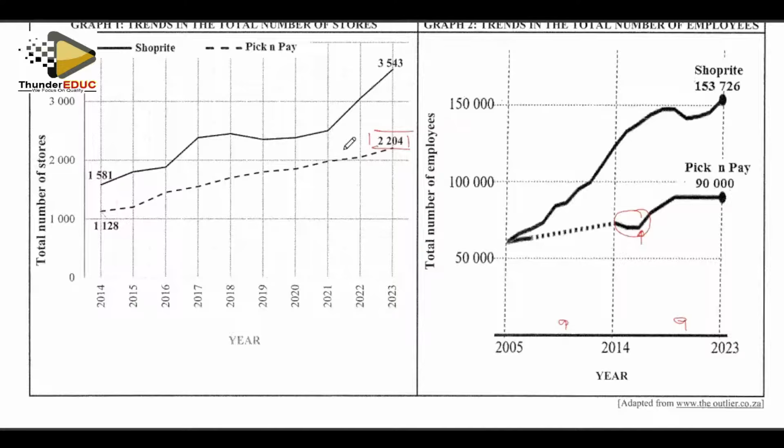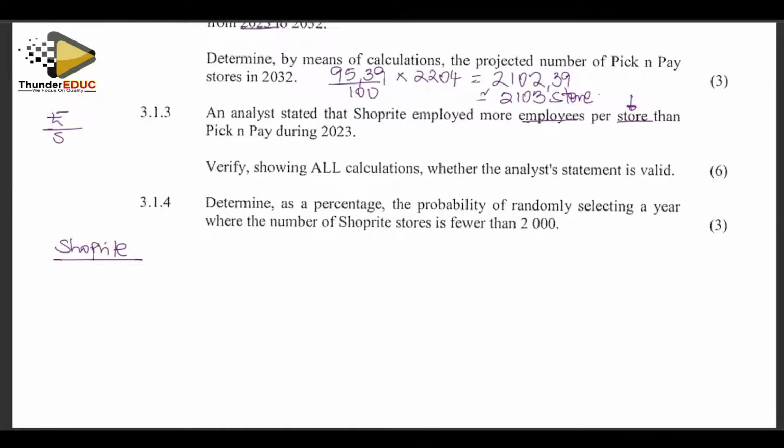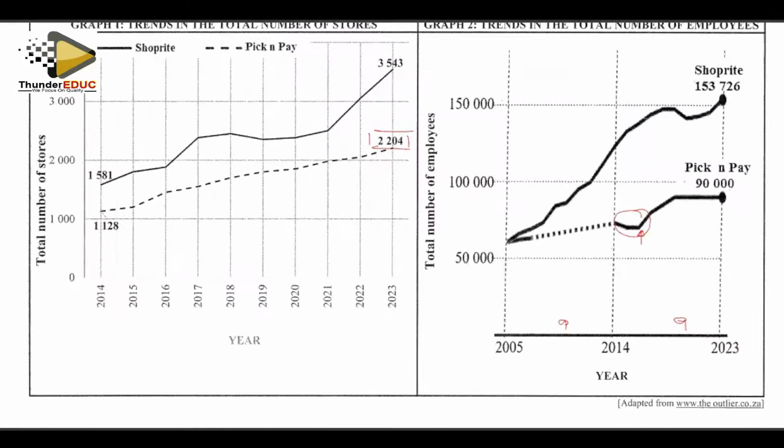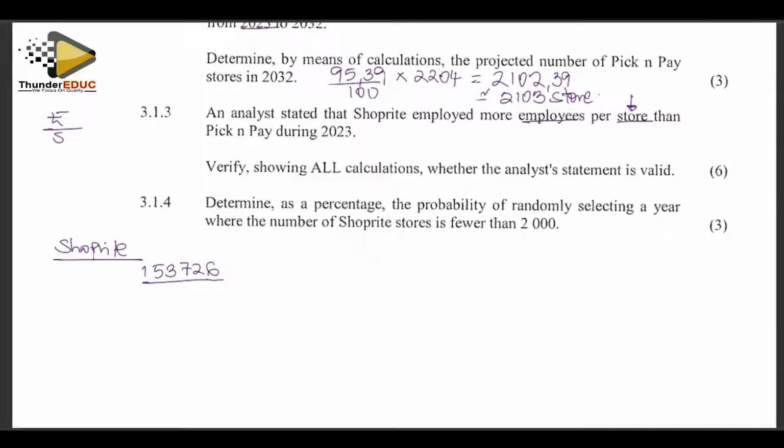We shall come here. We say number of employees, which is 153,727. So we shall say ShopRite. We had to take it divided by the number of stores in that year. The number of stores of ShopRite, look at them. That's ShopRite, the solid line. So we divide by.